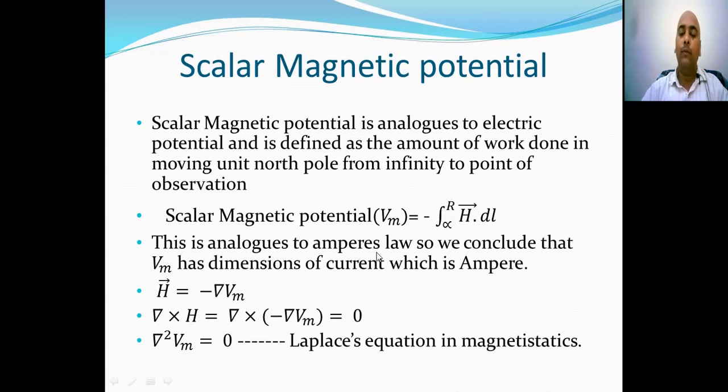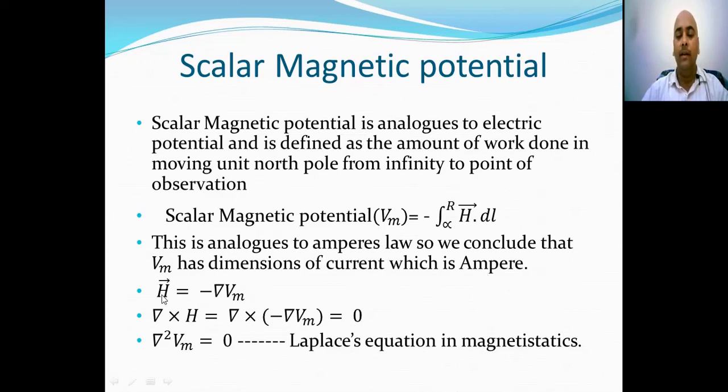This is also H dot dl and its integration. This is also analogous to Ampere's law. According to Ampere's law, the integration of H dot dl is equal to I, where I is current. So we can say that magnetic scalar potential has the dimensions of current, and the unit of current is ampere.